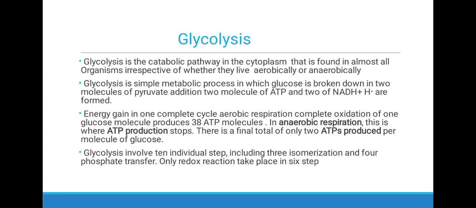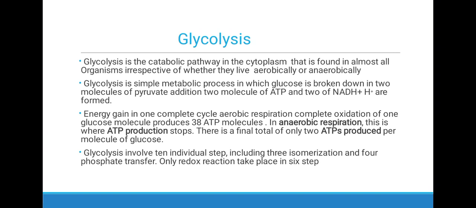Second point, glycolysis is a simple metabolic process in which glucose is broken down into two molecules of pyruvate, and in addition two molecules of ATP and two of NADH plus H plus are formed. Third point, energy gain in one complete cycle. In aerobic respiration, complete oxidation of one glucose molecule produces 38 ATP molecules, and in anaerobic respiration, this is where ATP production stops. There is a final total of only 2 ATP produced per molecule of glucose.